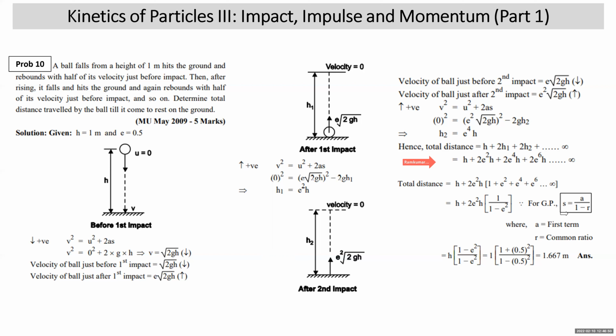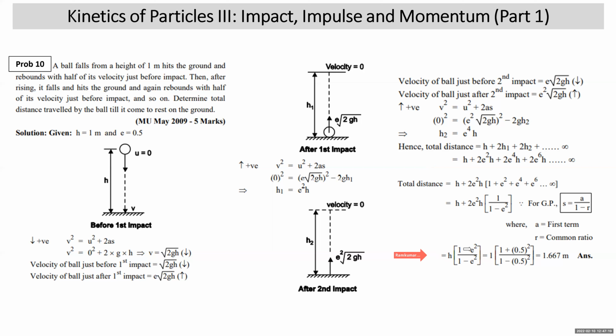So I'll substitute this. h plus 2 e square h. Right? What is the summation of the series? First term 1 upon 1 minus e square. All right. Simplify it. You get h times 1 minus e square upon... here it is plus sign. By mistake, it has come as minus. 1 plus e square upon 1 minus e square. All right, when you simplify, it will come out in this manner.